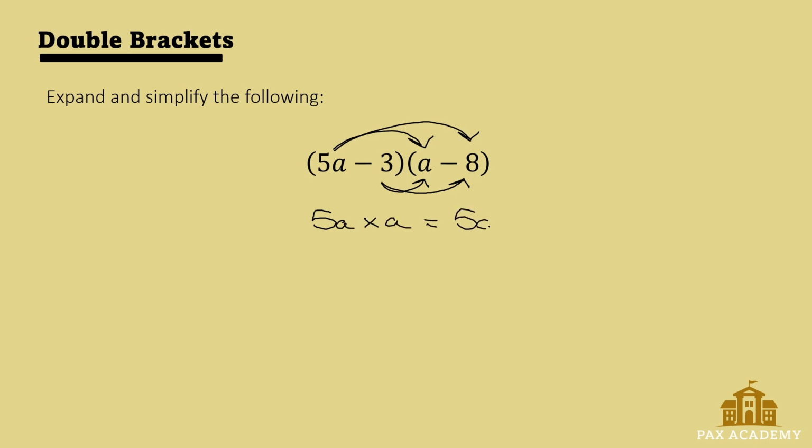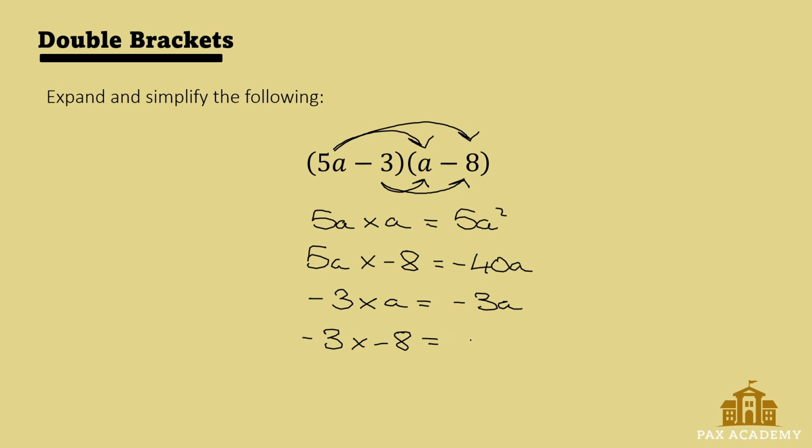Okay, so then 5a we said times a. This is 5a squared. Then we have 5a times minus 8. 8 times 5 is 40, so minus 40a. Then minus 3 times a is equal to minus 3a. And finally minus 3 times minus 8 is equal to positive 24. Excellent. So we write this out again. 5a squared minus 40a minus 3a plus 24.